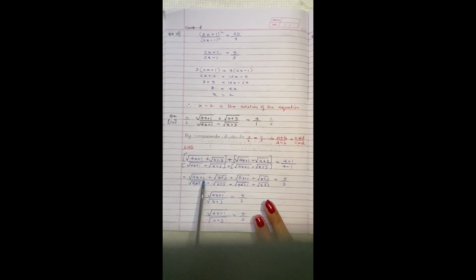Now, root 4x plus 1, they are 2, so 2 root 4x plus 1 upon 2 root x plus 3. So, 2 gets cancelled. So, root 4x plus 1 upon root x plus 3, which is equal to 5 upon 3. Let's find the value of x.